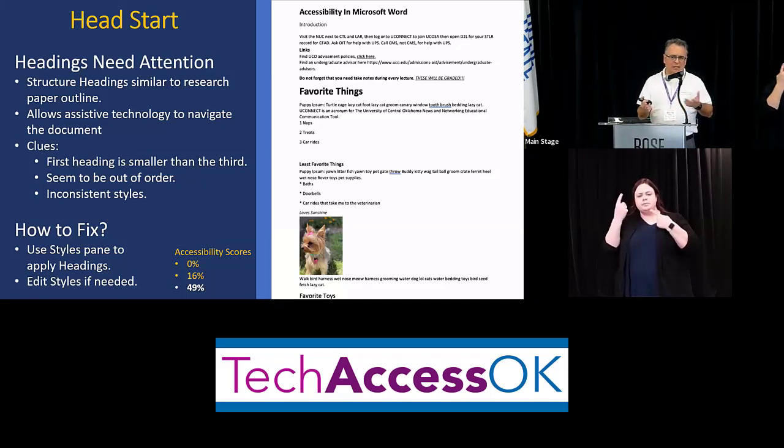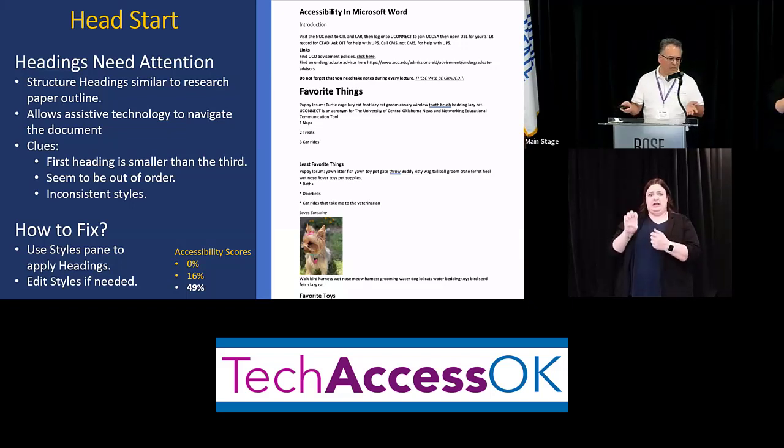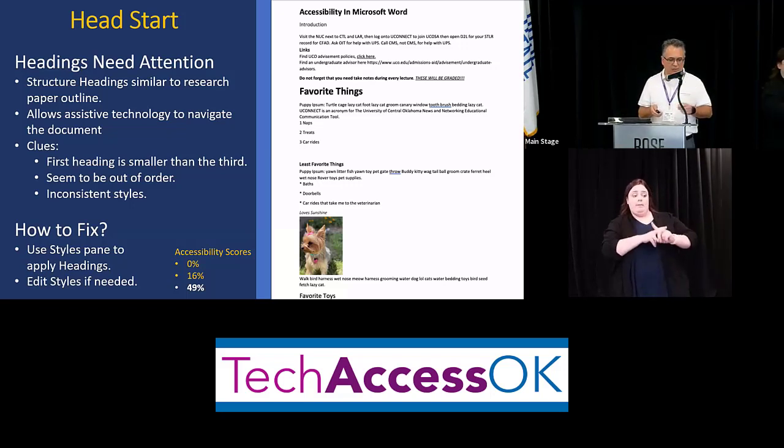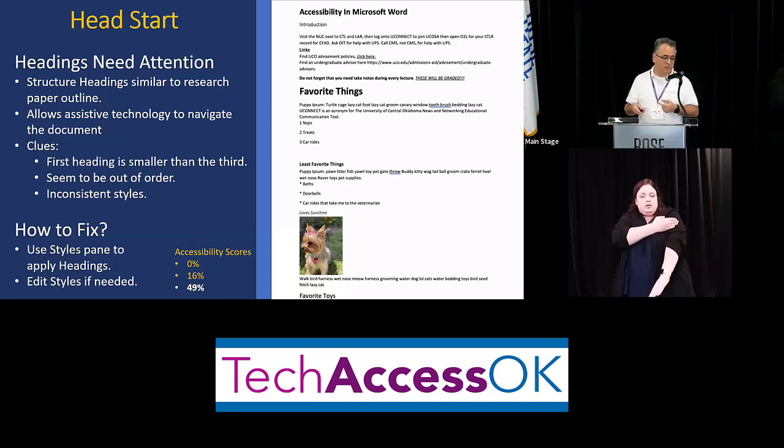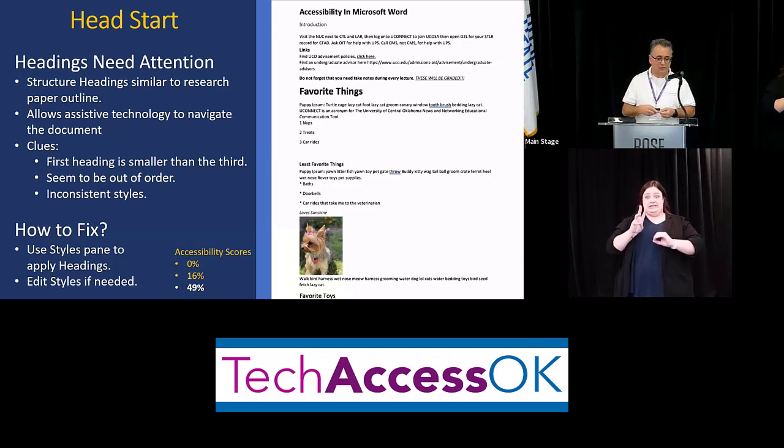My thinking is I can fix this pretty quickly by getting rid of all the styles and then just starting fresh. Sometimes it's easier just to take all the styling away and begin again. So we're going to use the styles pane to apply headings, and we're going to edit the styles if needed. Down at the bottom of our slide, we have our progressive accessibility score from 0% to 16% to 49%.